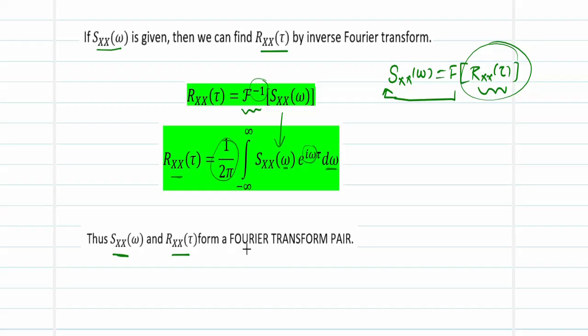They form a Fourier transform pair, so they occur as a pair of data. Whenever we transform an autocorrelation function to a power spectral density, it can also revert back from the power spectral density to the autocorrelation. When you take the Fourier transform, you can take the inverse Fourier transform, so this always occurs as a pair.